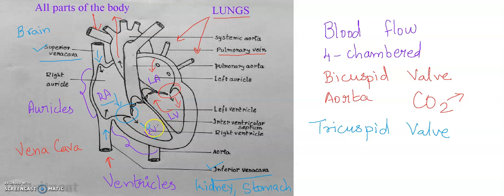And now the carbon dioxide rich blood from the right ventricle is being sent to another blood vessel called your pulmonary artery. The pulmonary artery is the only artery which carries deoxygenated blood. And thus, from the right ventricle through the pulmonary artery, the deoxygenated blood reaches the lungs, from where the carbon dioxide is given out or expelled out of our body.